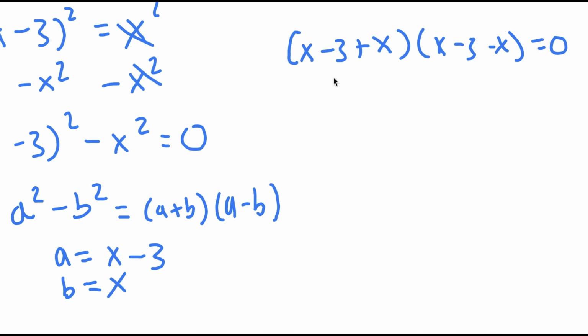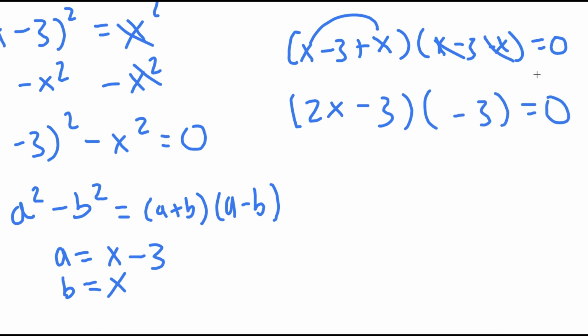So all we have to do is simplify this. For x - 3 + x, I'm going to add these two x's, so now I have 2x, and then I have minus 3 at the end, times, for x - 3 - x, cancel out the x and negative x. So now I'm left with -3 = 0. Now, if I go ahead and distribute this, -3 times 2x is -6x. -3 times -3 is positive 9, equal to 0.